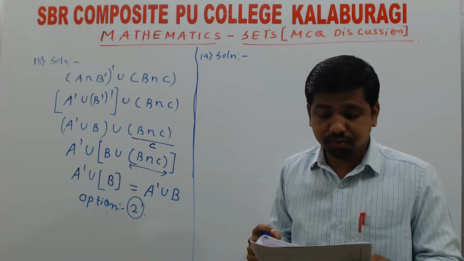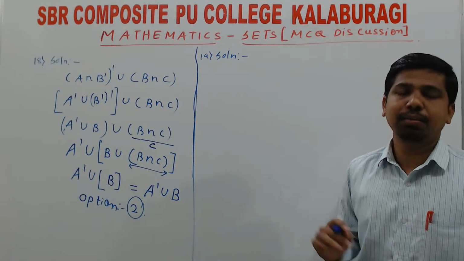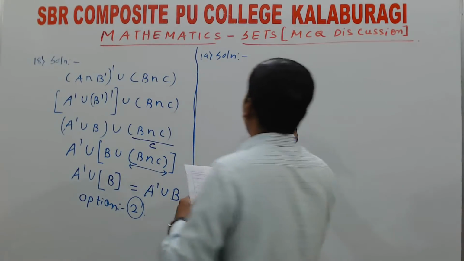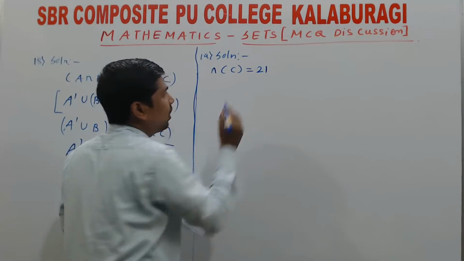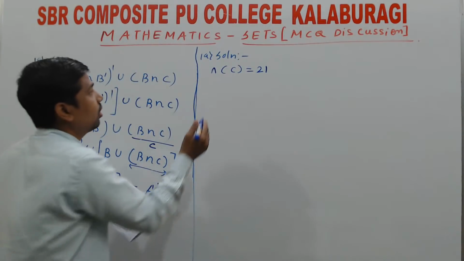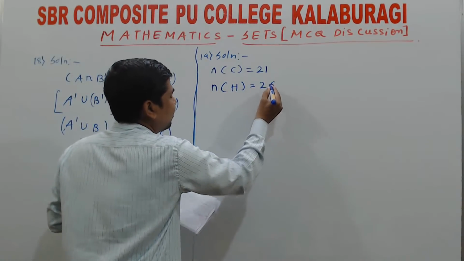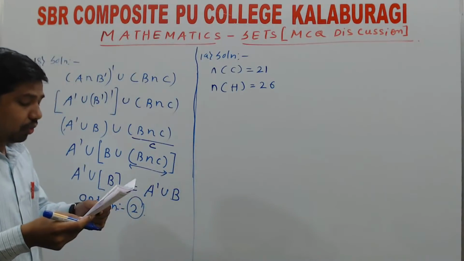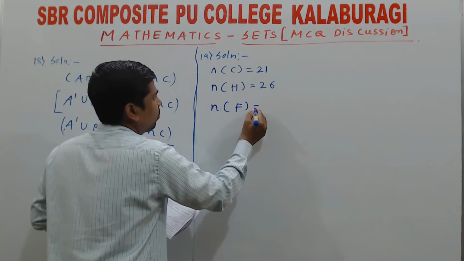Of the members of three athletic teams in a school, 21 are in the cricket team, which means 21 are playing cricket. So let us write this: N of C is equal to 21. Next, 26 are in hockey, N of H is equal to 26. And 29 are in football, N of F is equal to 29.